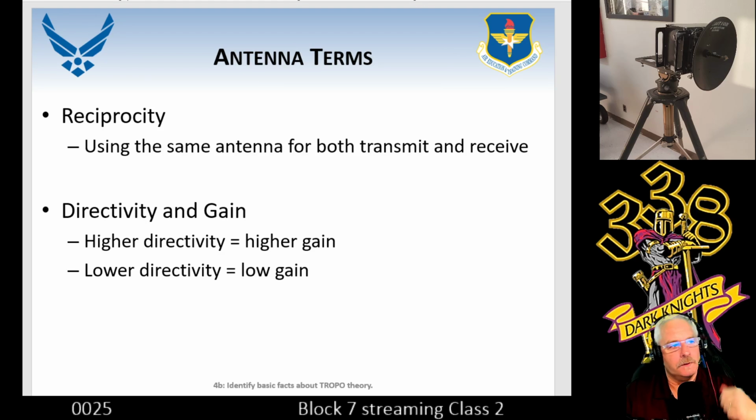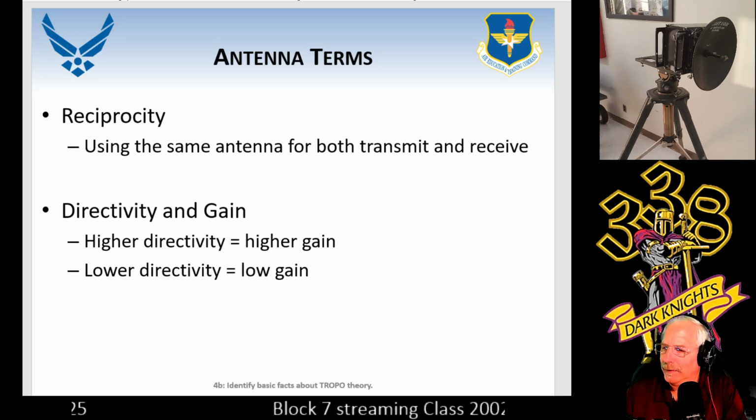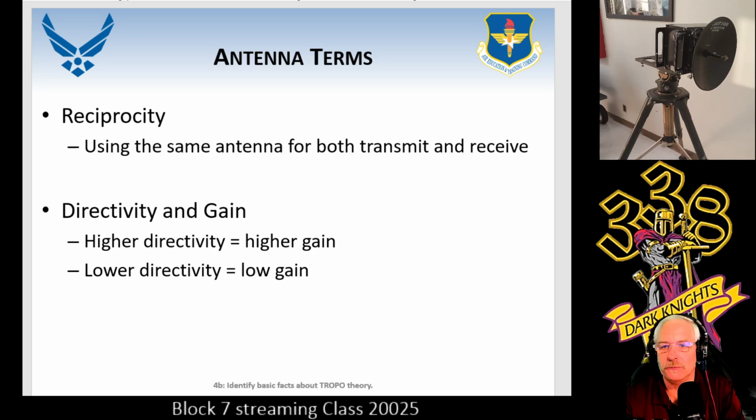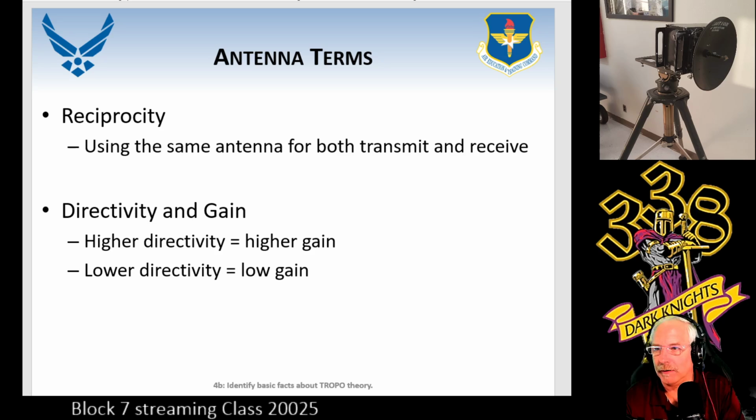Eh? Next up. Wow, what have I been talking about for the last couple minutes? Reciprocity. How well your transmit antenna should be able to receive just as well as it can transmit. It's pretty much what it is. Directivity and gain, the higher the directivity, the better the gain. Lower directivity, the lower the gain.